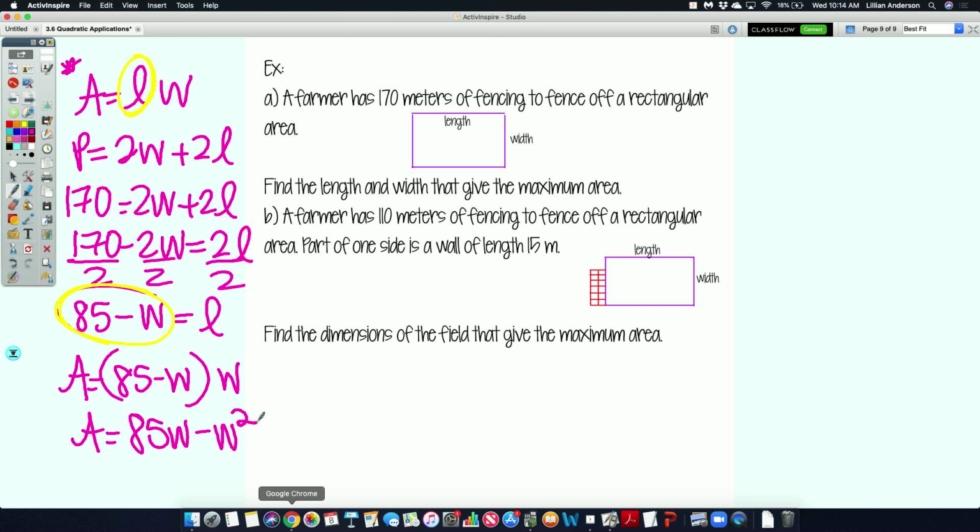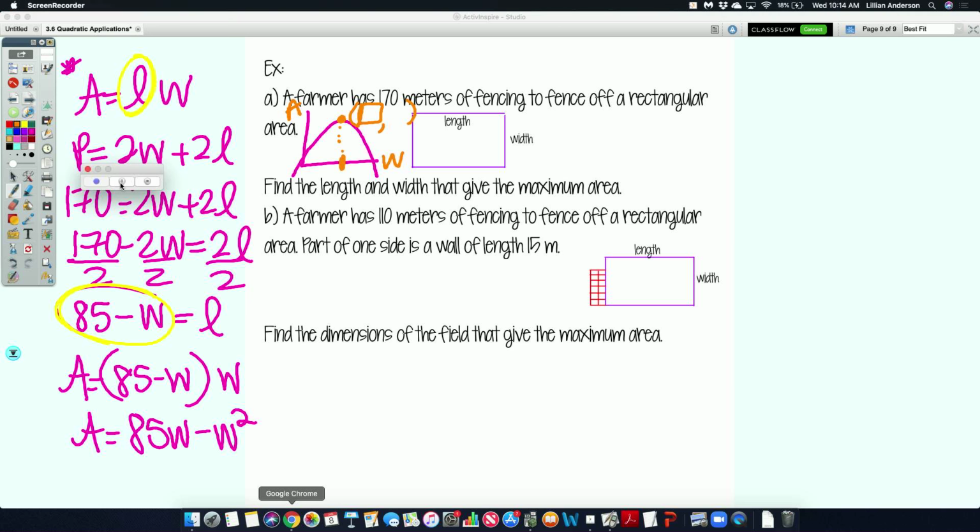Now in order to find this, it's basically asking us to find, this time, the x coordinate of this parabola. The reason being is because since W is on our x-axis and A is on our y-axis, the width that will produce the maximum area is still occurring at the vertex. So this time we want the x-coordinate of the vertex because that will give us the width that will produce the maximum area.